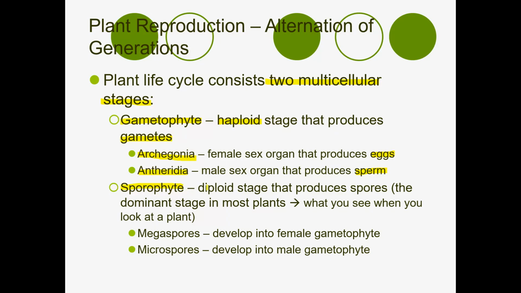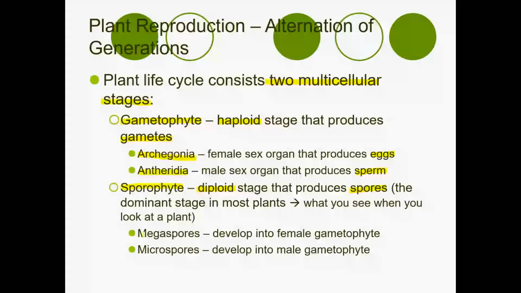Now the sporophyte is the diploid stage, so this would be after those gametes come together in fertilization, and the sporophyte produces spores. So once again, this should kind of be easy to remember. The gametophyte produces gametes, the sporophyte produces spores. Now, for the most part, there's one exception, and that's the mosses, but for the most part, when you look outside at a plant, when you're looking at the tree, the flower, the grass or the bush, whatever it is, most of the plants that you see outside, what you are seeing is the sporophyte. You are seeing that diploid stage that produces spores.